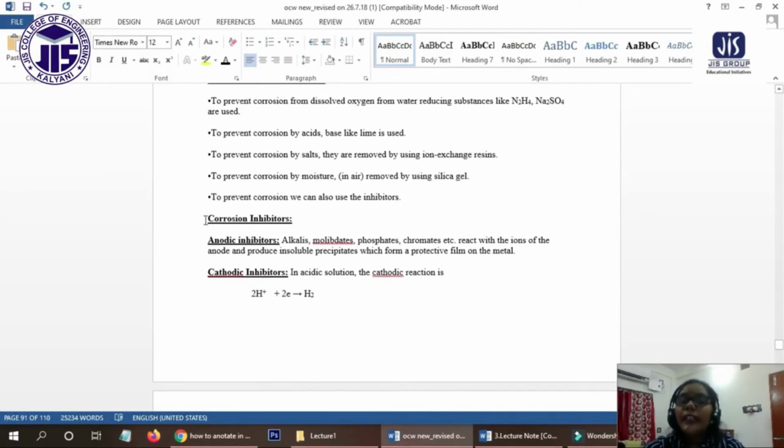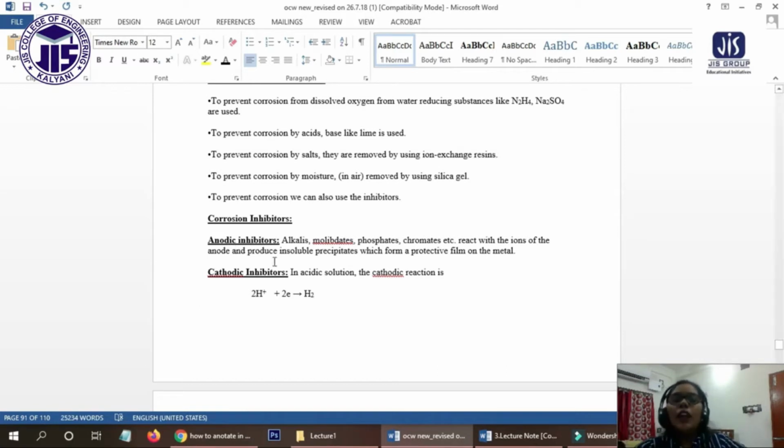Now, or we can use corrosion inhibitors. Very important, corrosion inhibitors. Corrosion inhibitors generally are of two types. One is anodic inhibitors, one is cathodic inhibitors. Anodic inhibitors means the compounds that we are using to inhibit the reaction. So anodic inhibitors means the compound that can prevent the anodic reaction, and cathodic inhibitors means that can prevent the cathodic reactions.